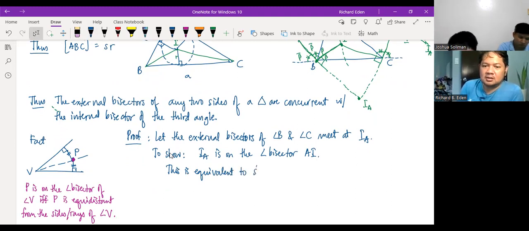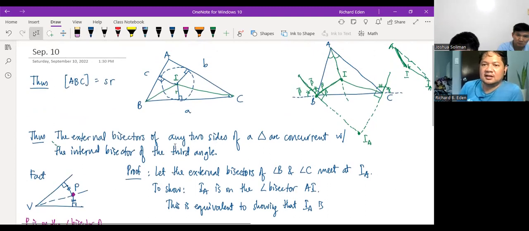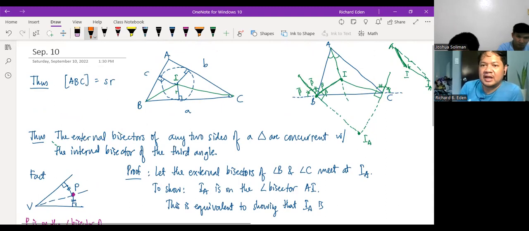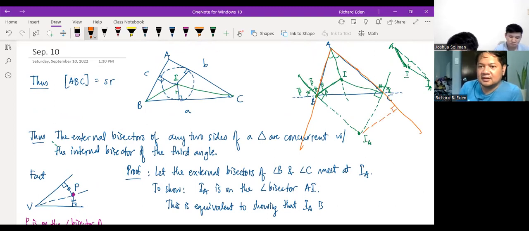to showing that I sub A is on, because AI is the angle bisector of the angle whose sides are AB and AC. Also, when we prove that, if it's possible to prove that the distance from I sub A to BC is also equal, then we can prove that it is the center of an excircle. So that's going to follow. That's going to follow. So we want to show.